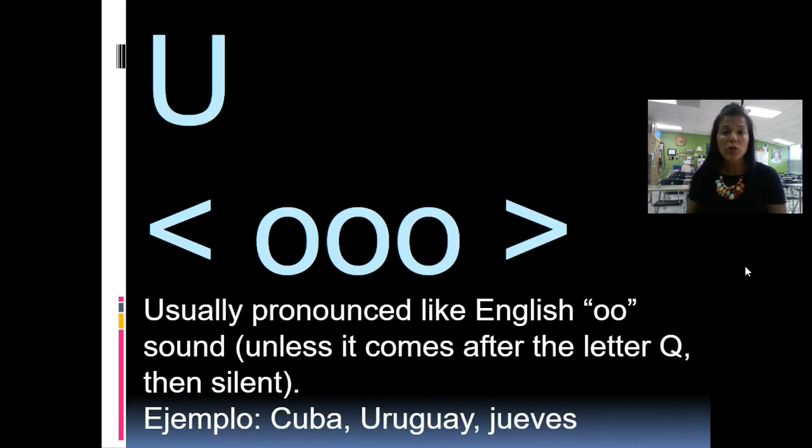Then we have the letter U, and it's pronounced U, like, ooh, I left my homework at home. All right, it's pronounced like the English O-O, ooh, sound unless it comes after the letter Q, and then it is silent. So, for example, Cuba. In English, we say Cuba, we add a Y sound in there. In Spanish, you say Cuba. Or Uruguay. Sounds like it has a Y in English, right? But in Spanish, you say Uruguay. Try it. Uruguay.